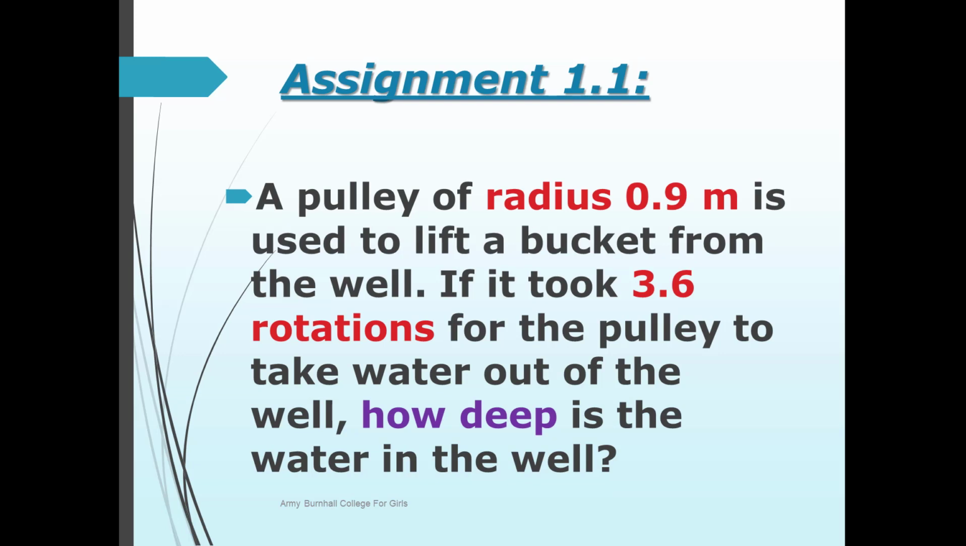So we are taking the water out of the well. After 3.6 rotations, water is taken out of the well. We have to check out the depth of the well. That depth of the well should be equal to the arc length.